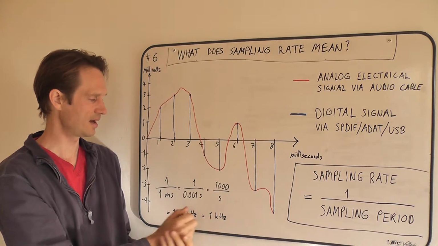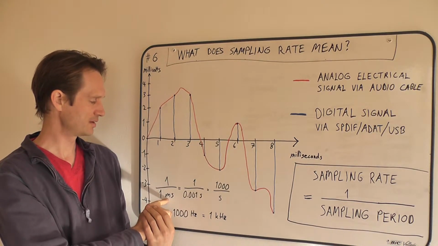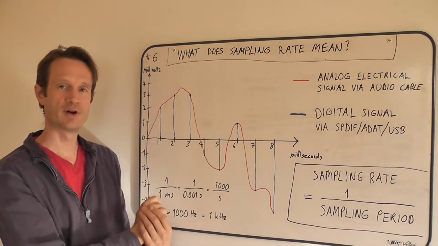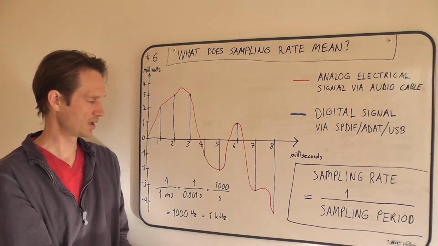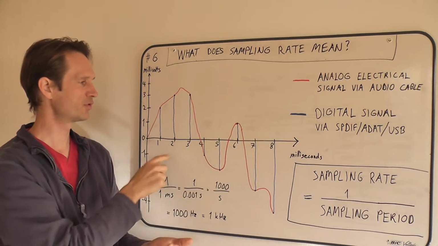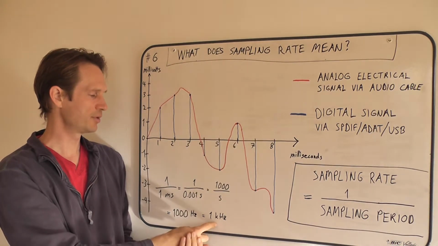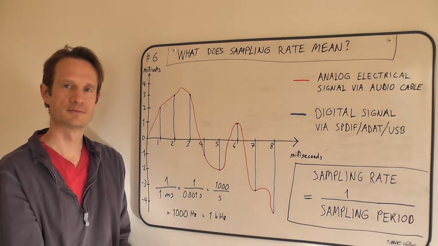This prefix K means that we multiply by 1,000, and this prefix here, milli, means that we divide by 1,000. Okay? So that's a simple calculation. If we sample our signal once every millisecond, well, that's the same as saying that we're sampling at 1 kilohertz.